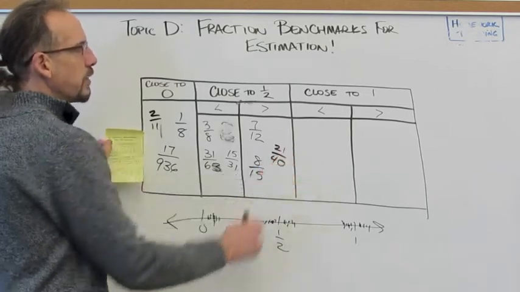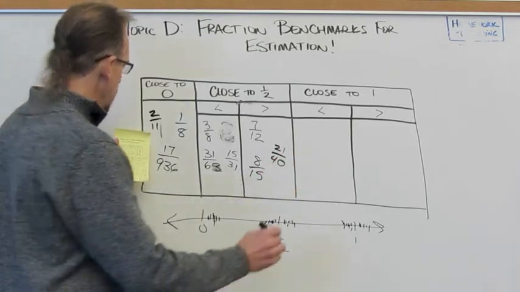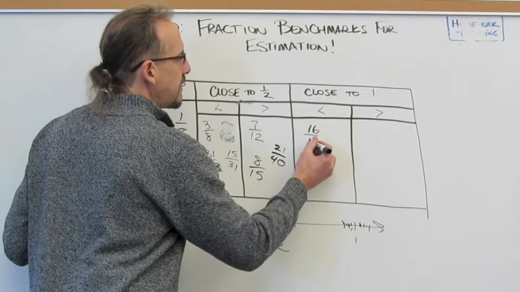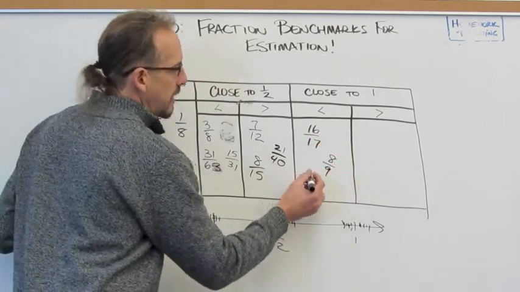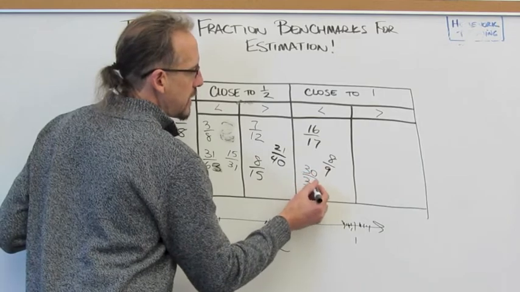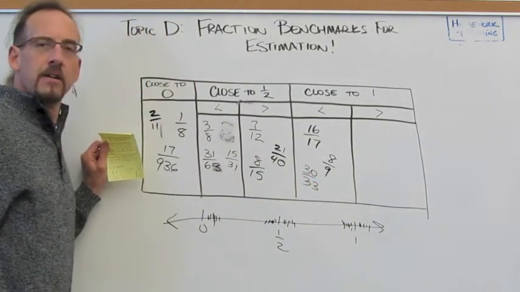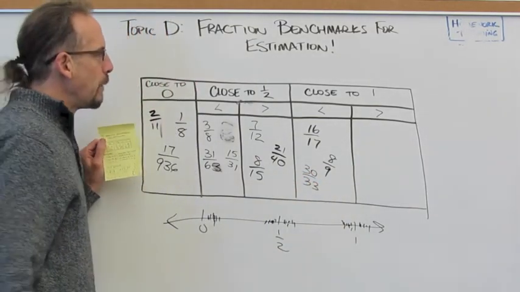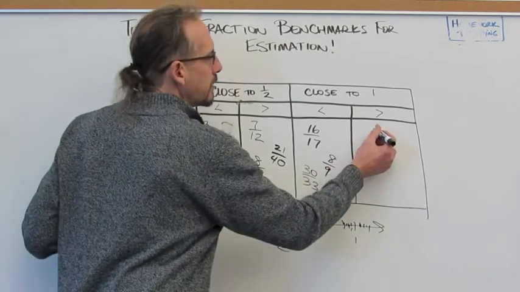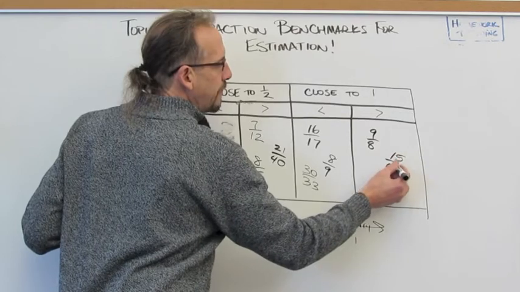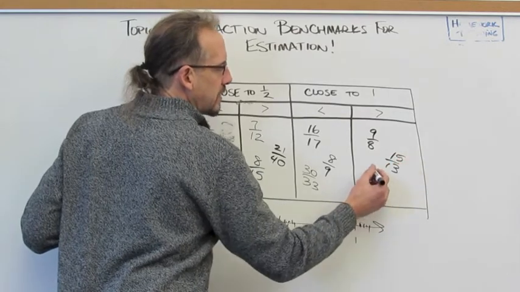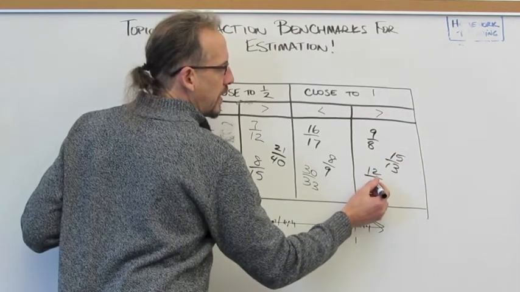Then we want ones that are a little bit less than 1. Something like 16/17, 8/9, 30/33, something like that. And the ones that are a little greater than 1: 9/8, 15/13, 12/11.